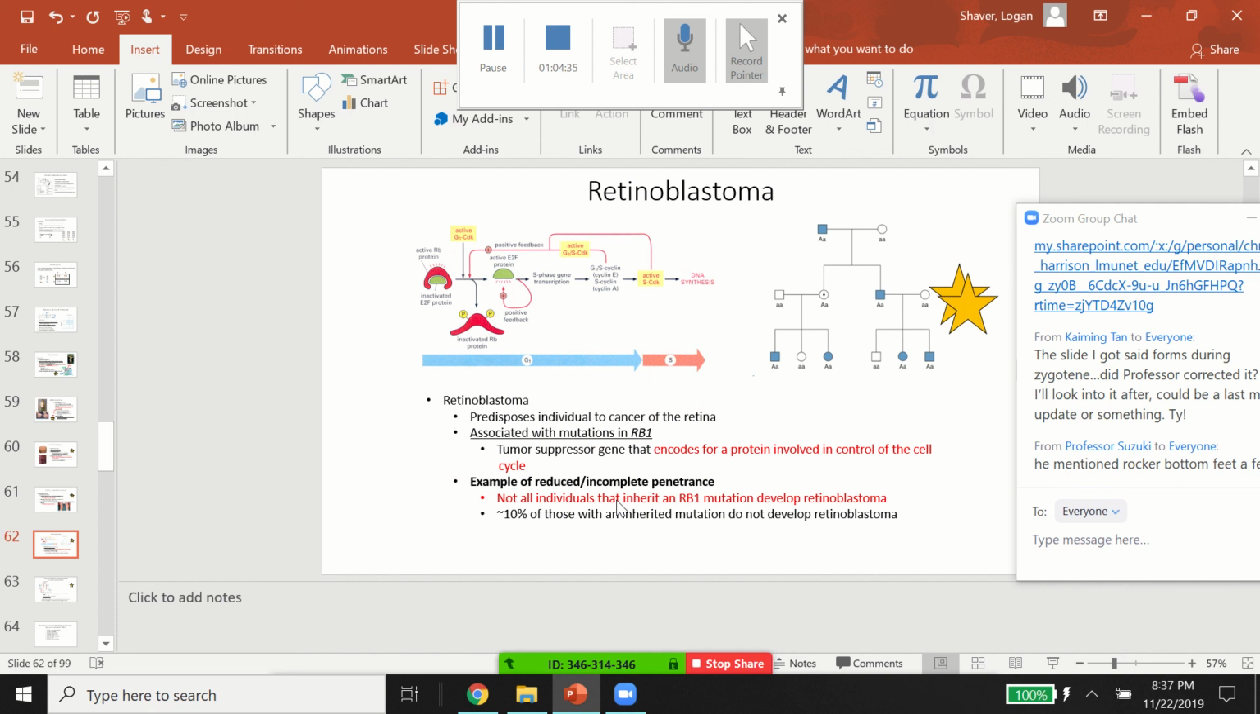Retinoblastoma, once again, it's autosomal dominant. So we're still in that category. Remember that's RB1. And also that this is an example of reduced / incomplete penetrance. So that's also one of those things you need to keep in mind.